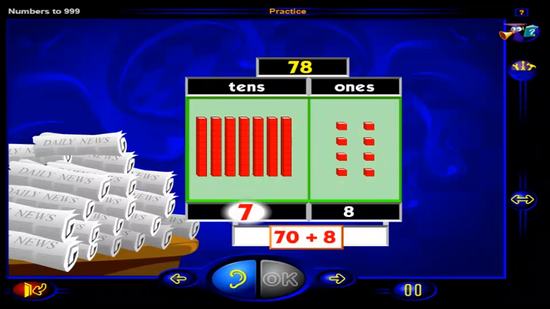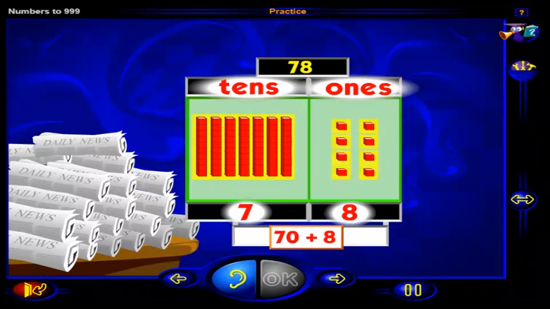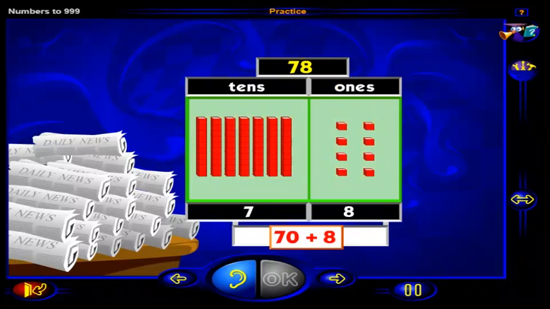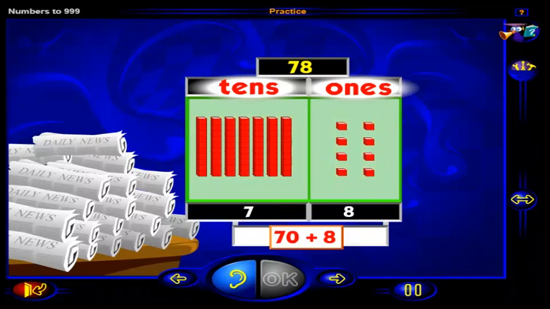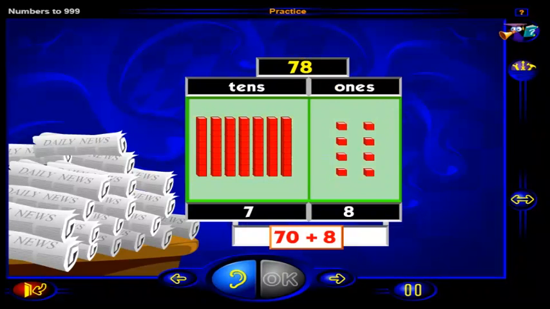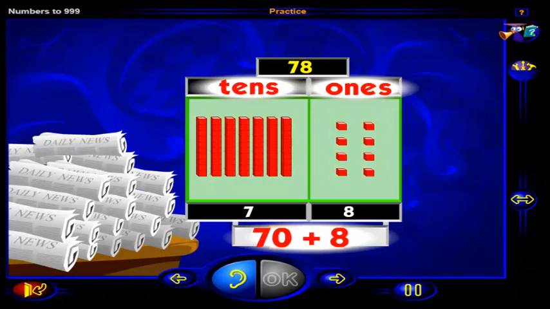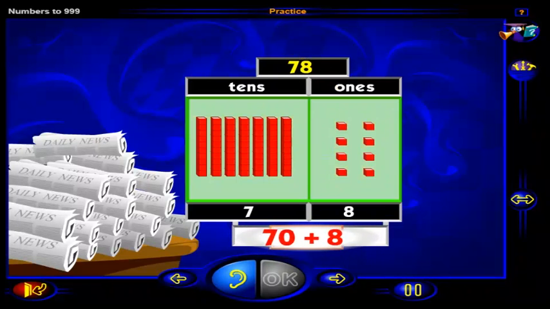78 is made up of 7 tens and 8 ones. To write 78 in expanded form, we need to write it as the sum of the values in each place. The value of the tens place is 10, 20, 30, 40, 50, 60, 70. The value of the ones place is 8. The sum of the values in each place is 70 plus 8. So 70 plus 8 is the expanded form of this number.